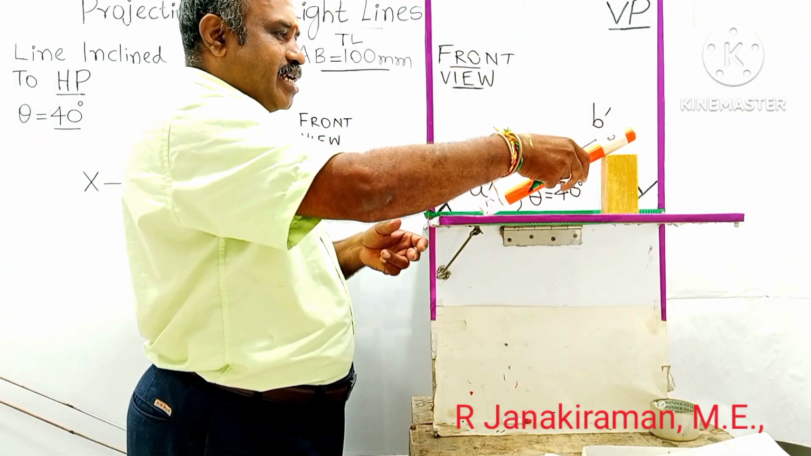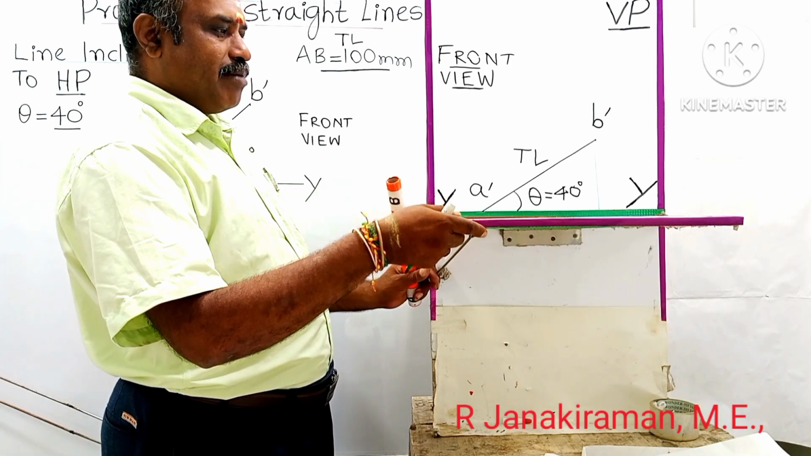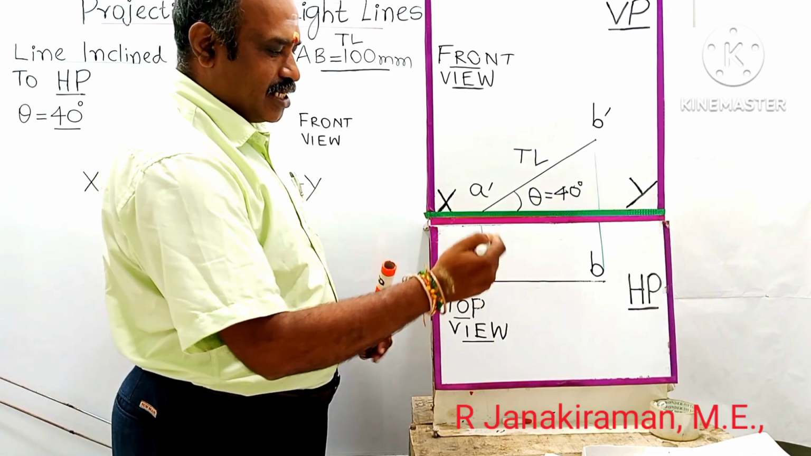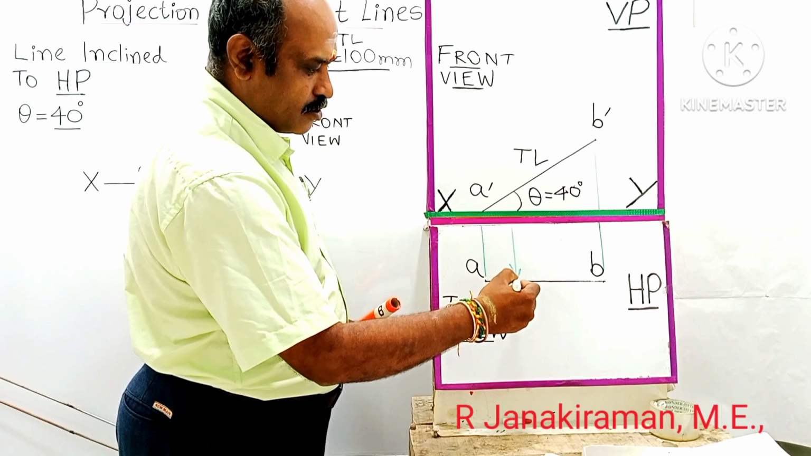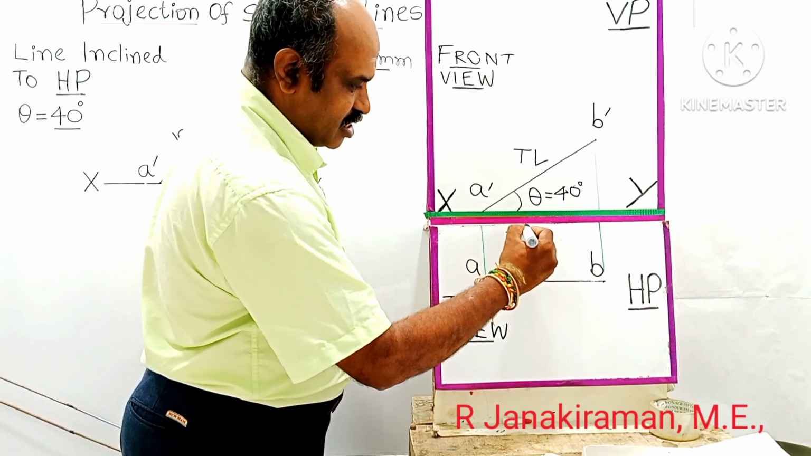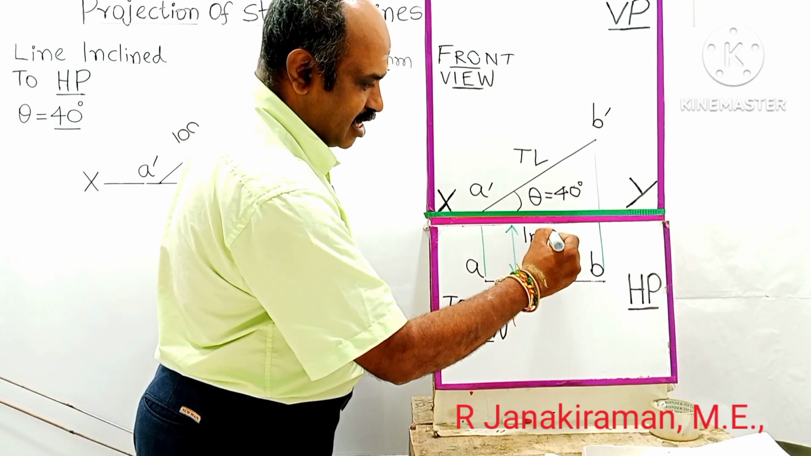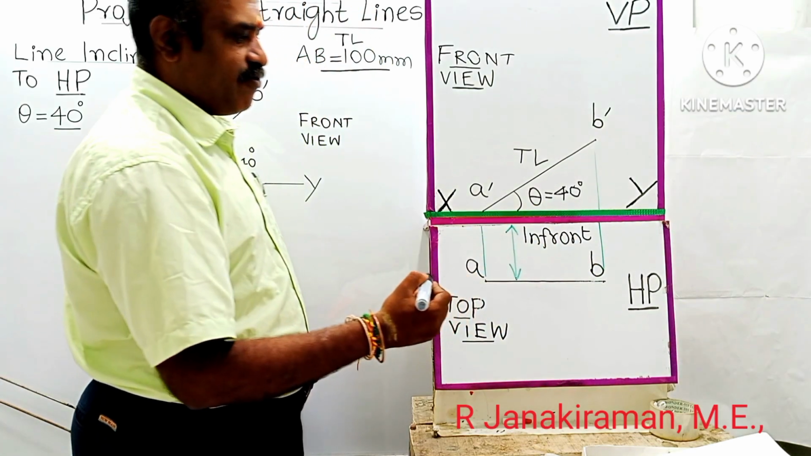After projecting and turning the HP alone clockwise 90 degrees, so that HP comes below the XY line, as I told earlier, this is the distance called in front of VP. In front, I told, 30 mm. Okay, in front distance.